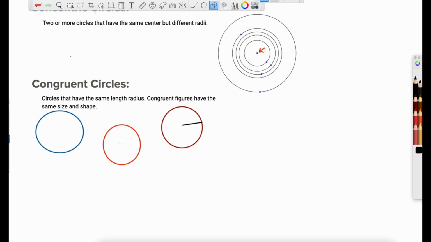And one way we can denote congruent radii, let's say we have circles A, B, and C. I say, well, these segments are congruent. Those are the radii. So these circles are all also going to be congruent. So circle A is congruent to circle B is congruent to circle C.